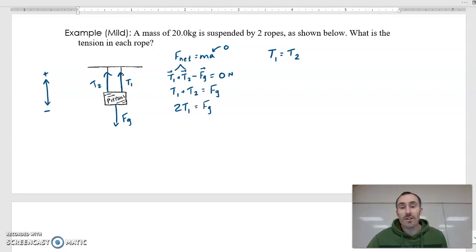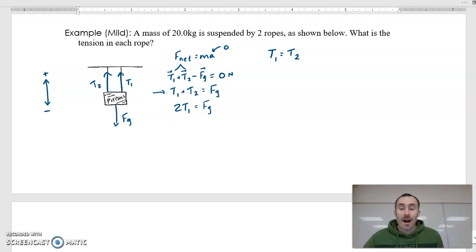Now if you wanted to, you could have started your problem solving right there. You didn't necessarily need to do this F net equals 0 and then split it into its pieces. Because it's an equilibrium situation, we know that the downward forces must equal the upward forces. So you are welcome to start right here. And then for this next step, you should show why that's true. And I did that up here where I said T1 equals T2.